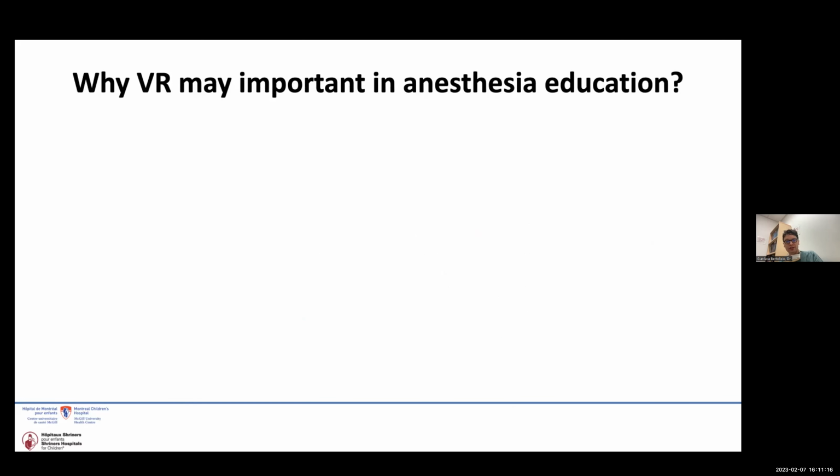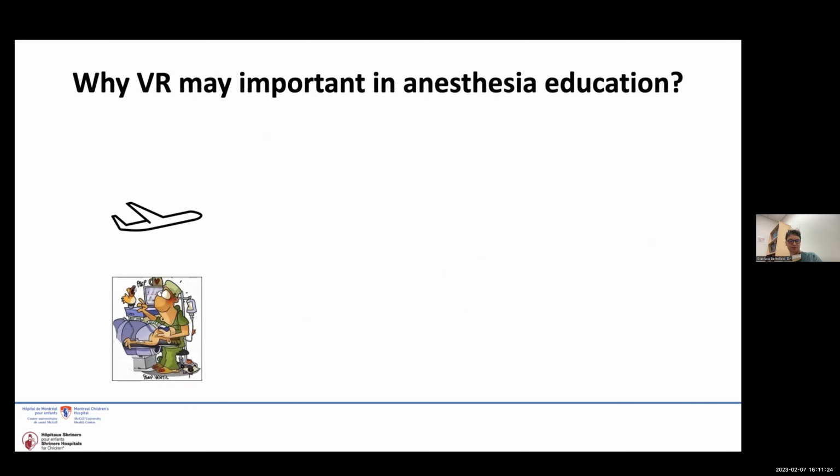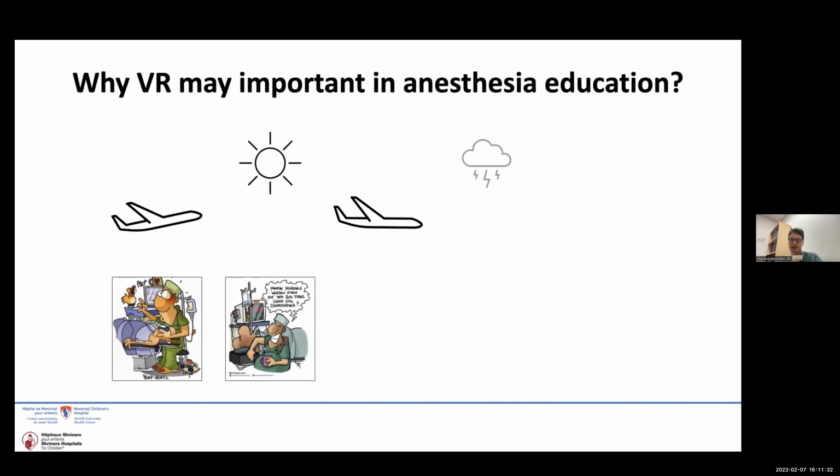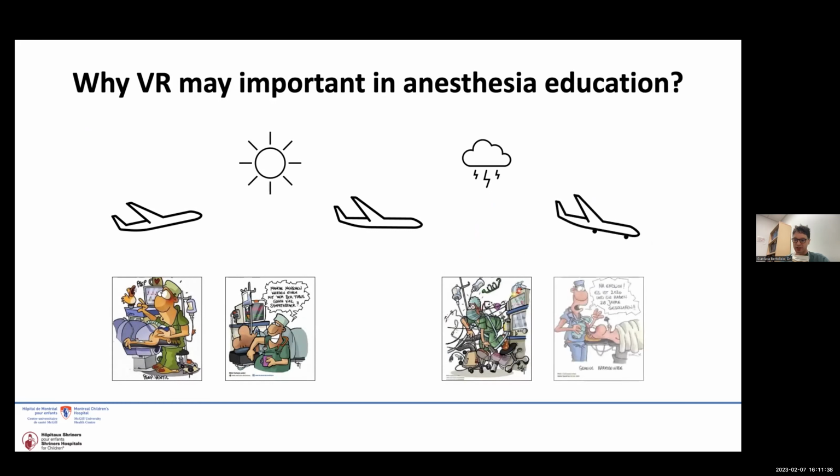So why virtual reality may be important in education? Well, anesthesia has been compared to piloting a flight. So we take off in the morning, we cruise, hopefully in the sun with a calm day, sometimes in the storms where we have more troubles and we are more stressed. And eventually, most of the time, we land safely.